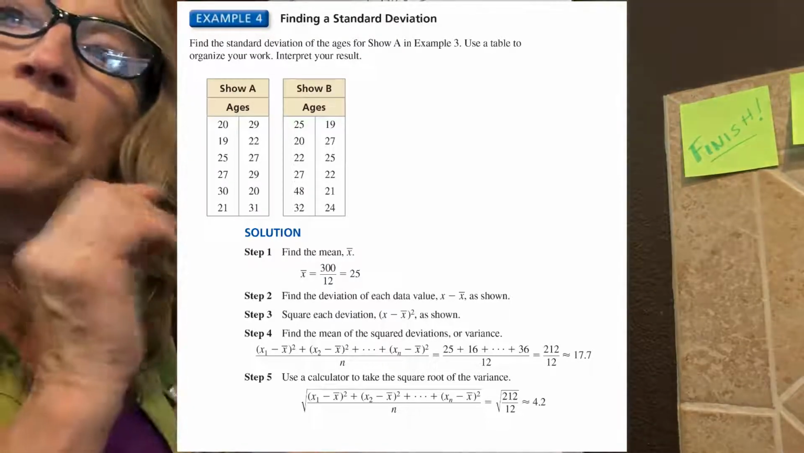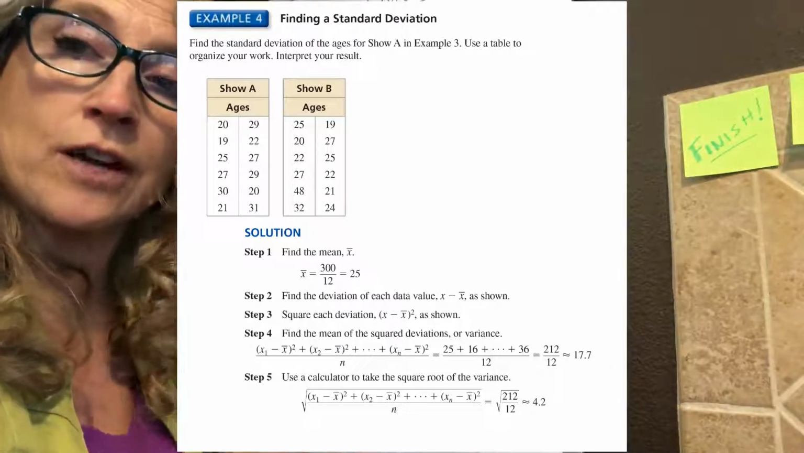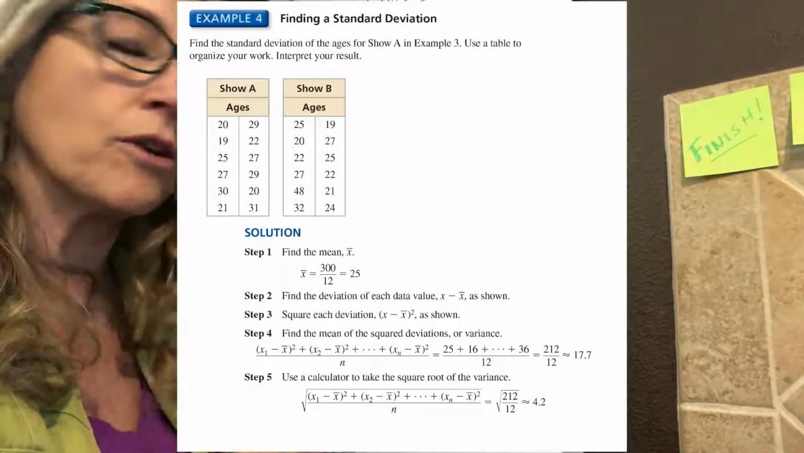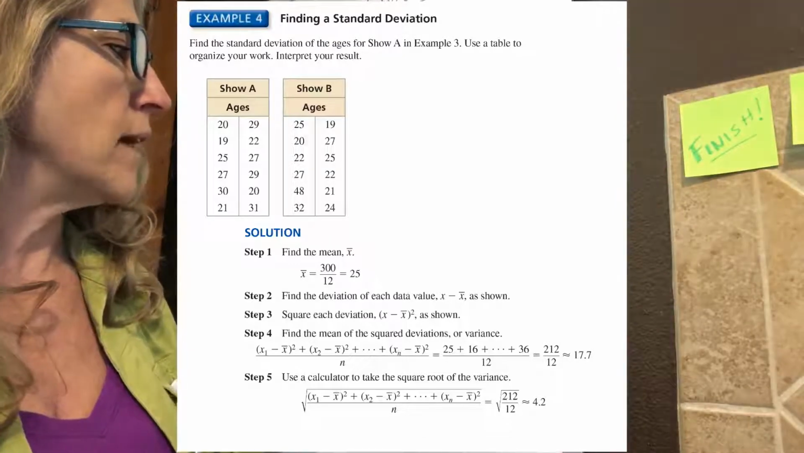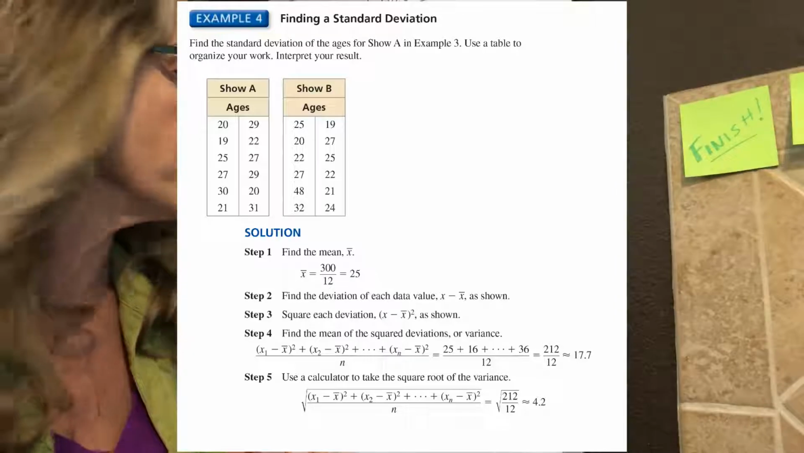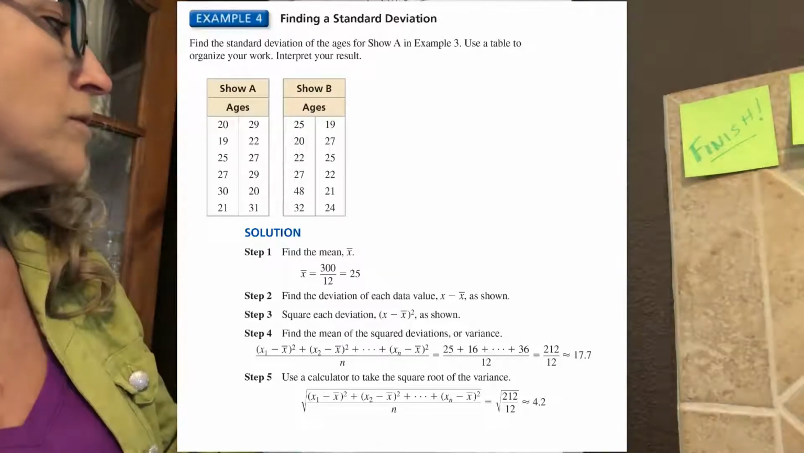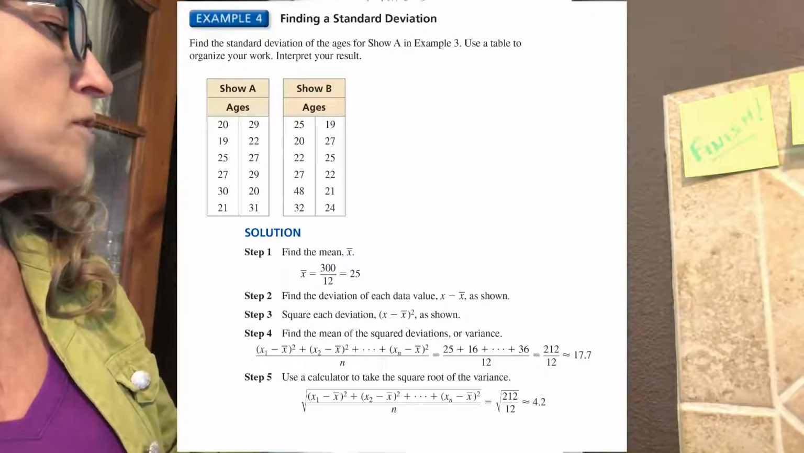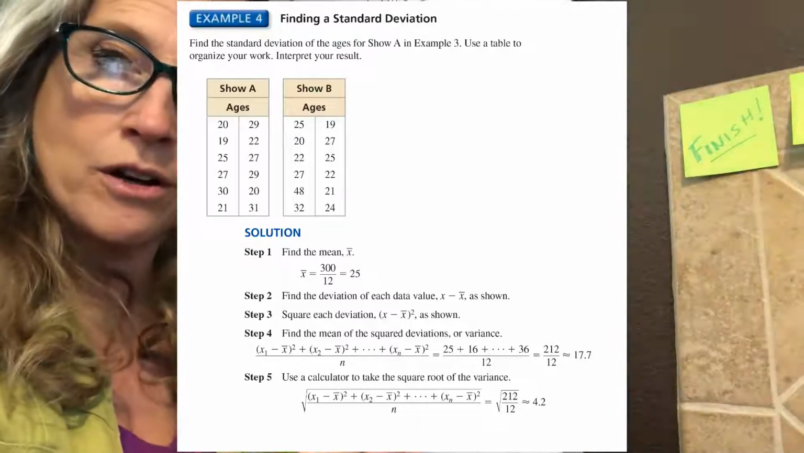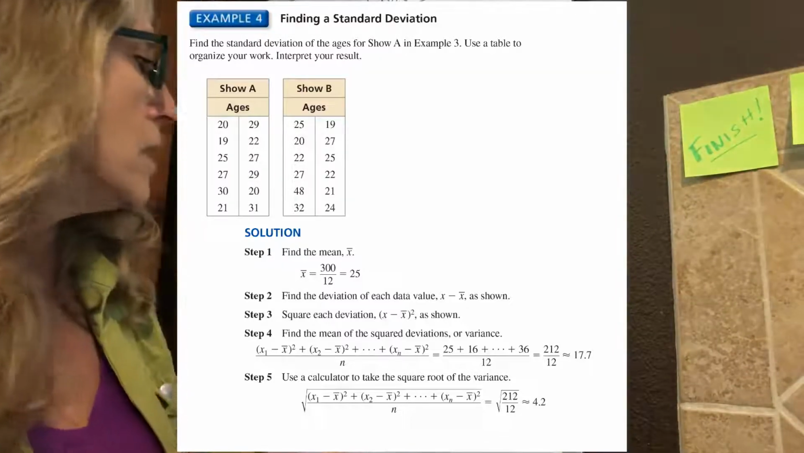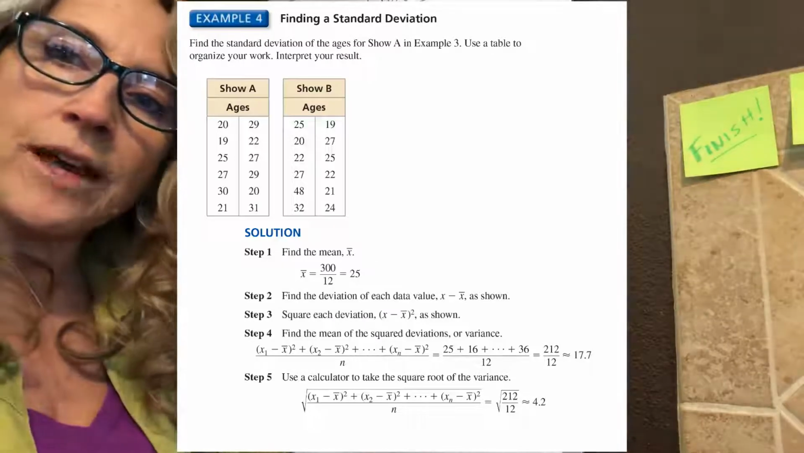Create your data table and enter those so that you can keep track of it, because it can become very, very large, a lot of things to keep track of if you don't create your data table. You're going to square each deviation, so x minus the mean squared. And then you're going to sum all of those. You're going to find the mean of the squared deviations. You're going to add them all together and divide them by the number that there are of them. And then you're going to use a calculator to take the square root of that, okay?